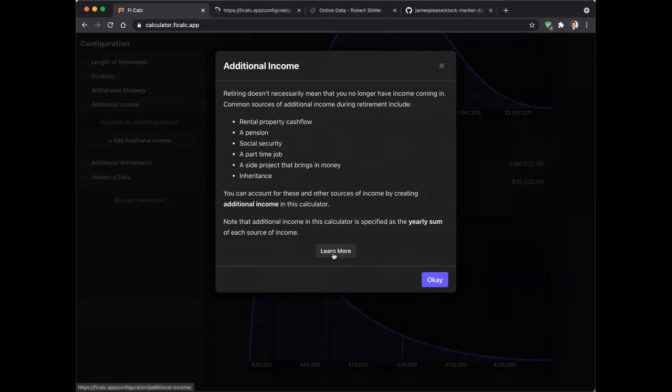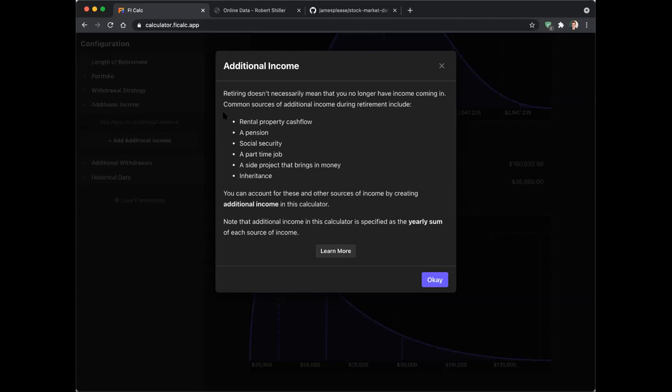And if we open this up, well, okay, we have it here. This shows a few of the different use cases that additional income is intended to help you model. Some of these, there may be room for a specific feature to make it a little more accurate or more powerful for your use case. But for now, it all needs to be entered as additional income. One example is rental property cash flow. If you have a pension, Social Security, a part-time job, project, inheritance, any of those things that you might get as money for a given year.